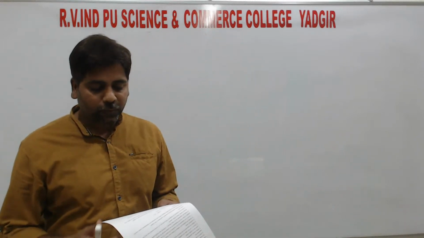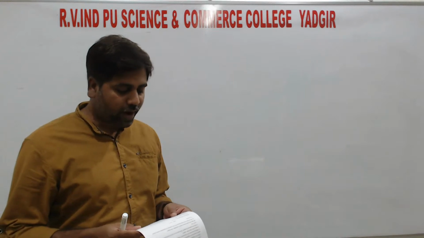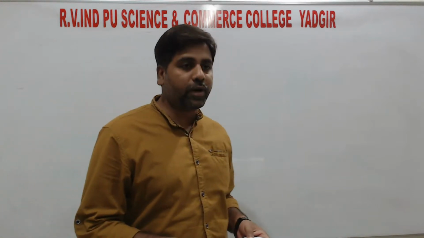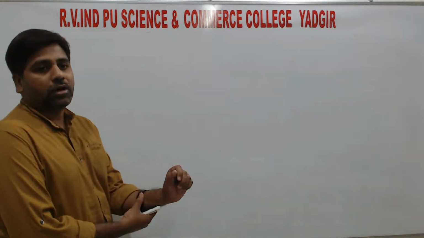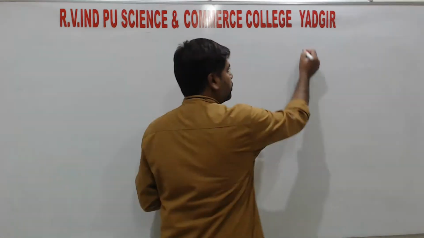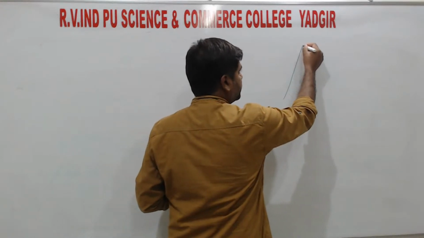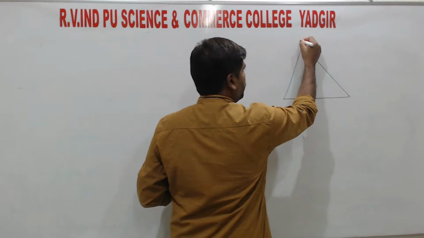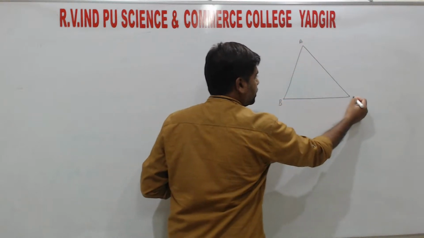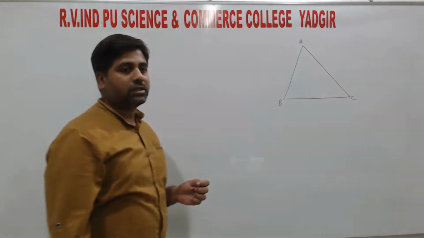4. Derive the expression for refractive index of material of a prism in terms of angle of prism and angle of minimum deviation. Right? So this is a question related to the refraction through the prism. So first consider one prism.